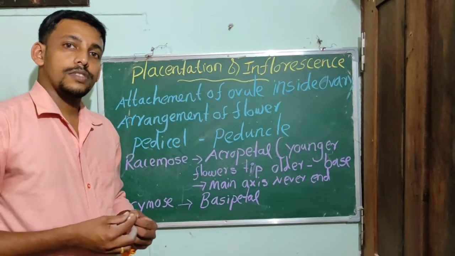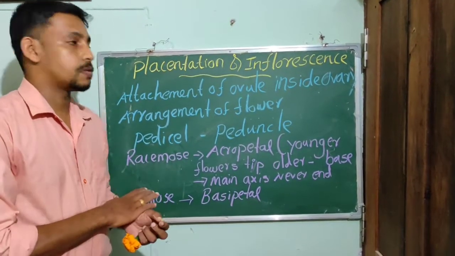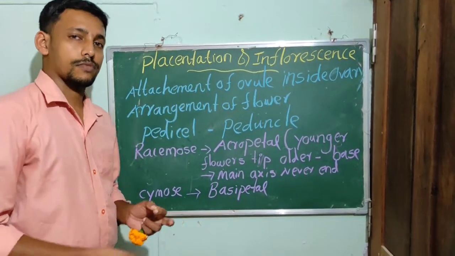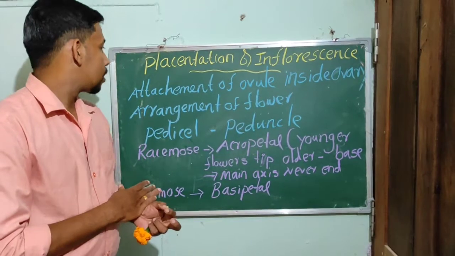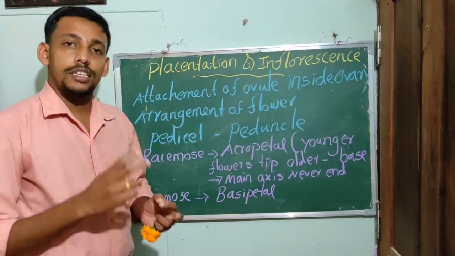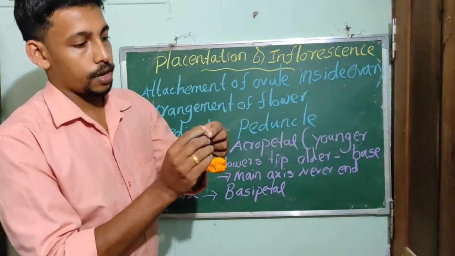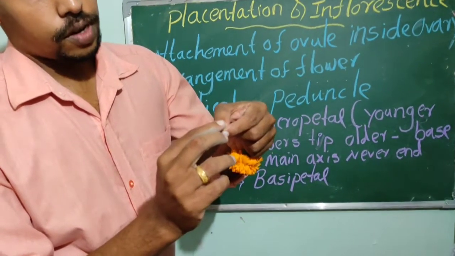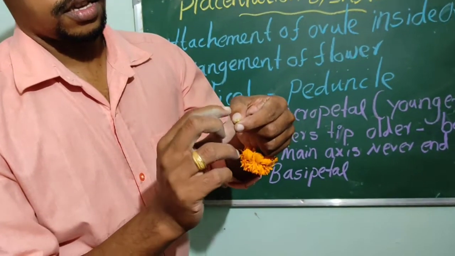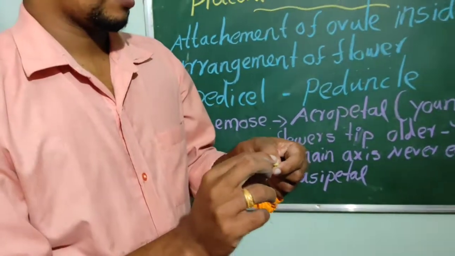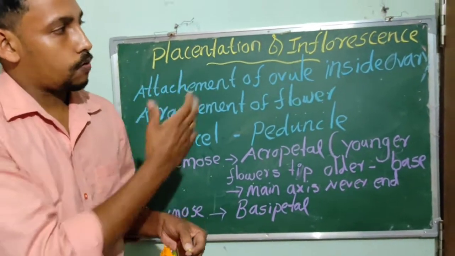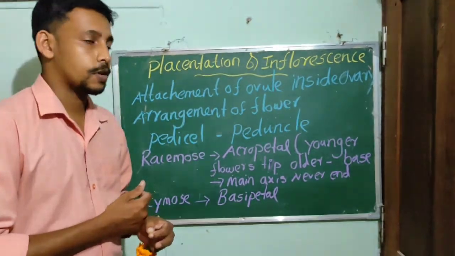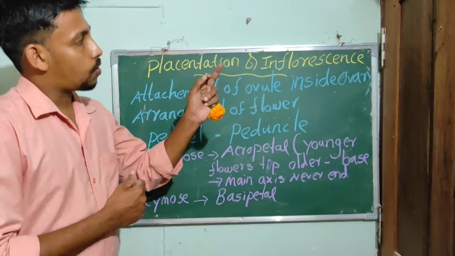Now we are moving to the last portion of this chapter, the placentation and inflorescence. Very simple topic. The attachment of ovule inside the ovary. You can see this is the ovary. Here the ovules are arranged. Inside this we can see the ovules, and the attachment of these ovules inside the ovary is known as the placentation.